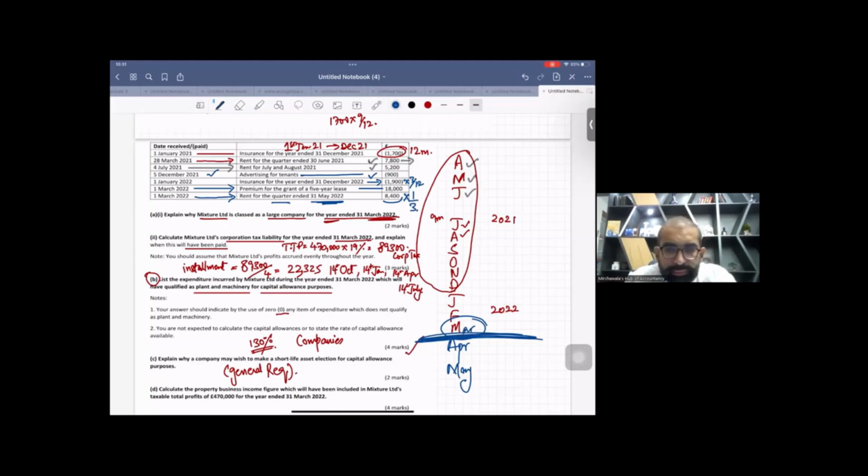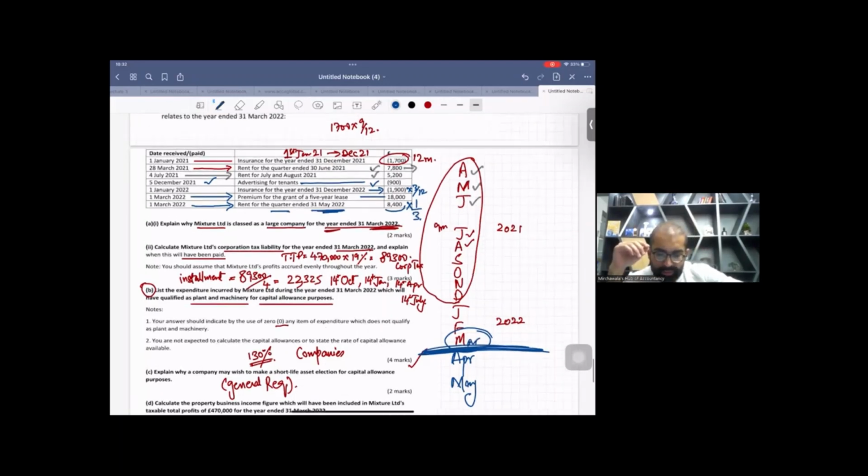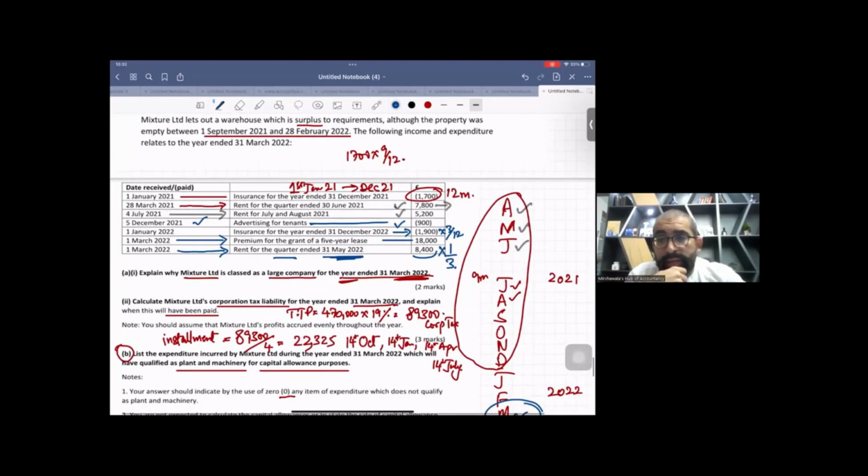Please read this. Okay, I request you to read this again. This part is technical. Yes, this property income is a technical area. If you don't have a good grip on the accruals concept, then you can make mistakes here.